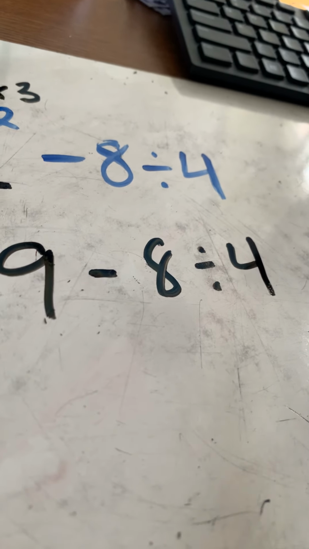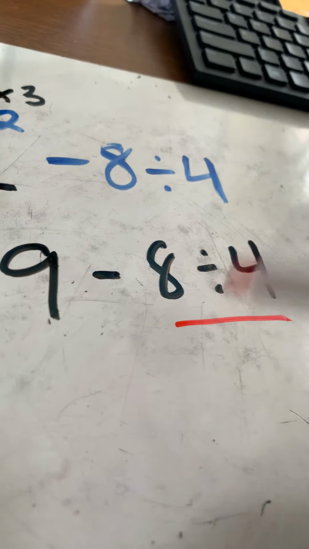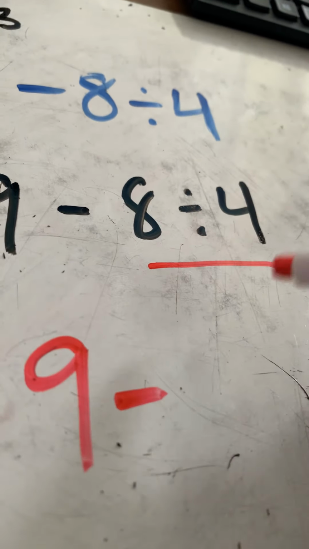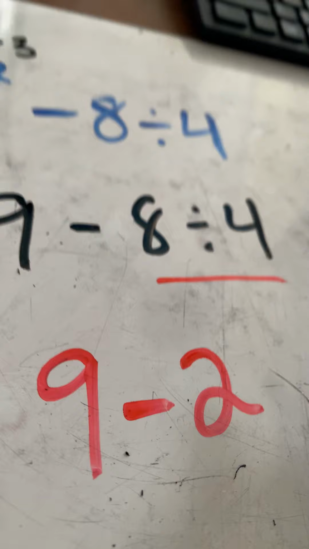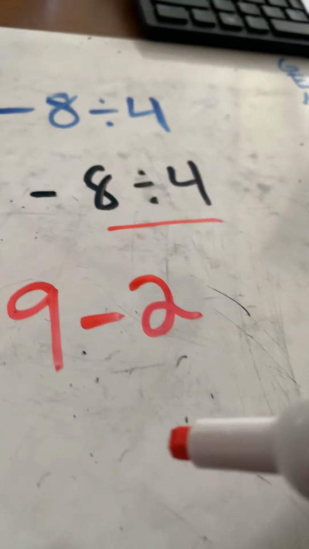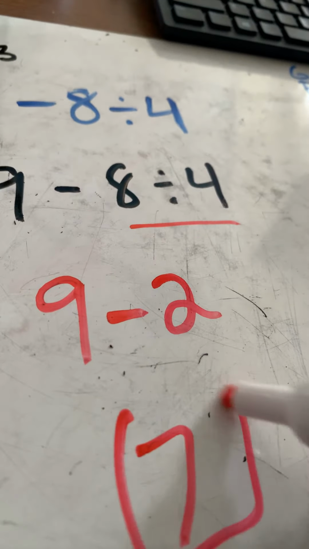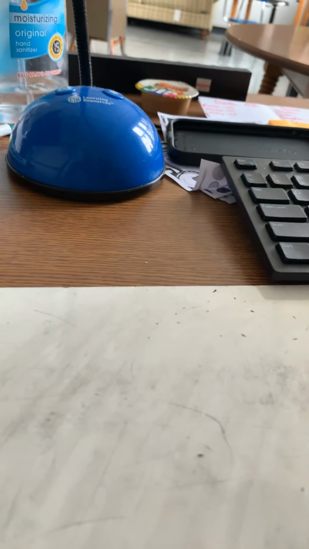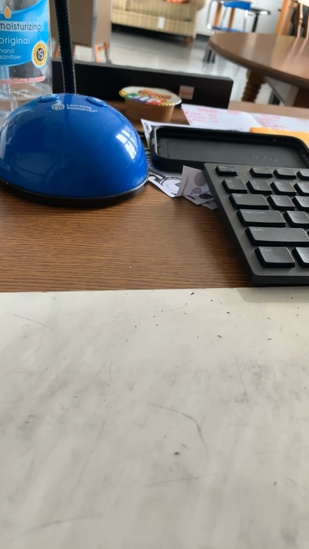Okay, now we got to get rid of my division. So I'm going to bring down my 9 minus 8 divided by 4 is 2. 9 minus 2 is 7. Okay. And that's all that was. It was just that exponent was kind of tricky. You've just got to slow down and think.